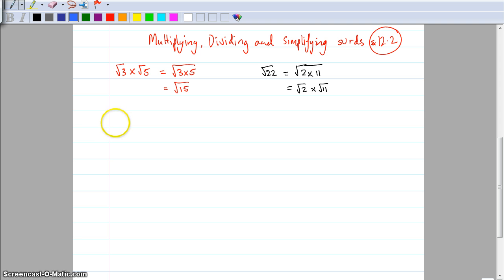Let's just imagine that I've got one more situation. I've got the square root of 20 and I want to know what that is. Well, that's the same as the square root of 4 multiplied by the square root of 5. We also know that the square root of 4 is in fact just 2.